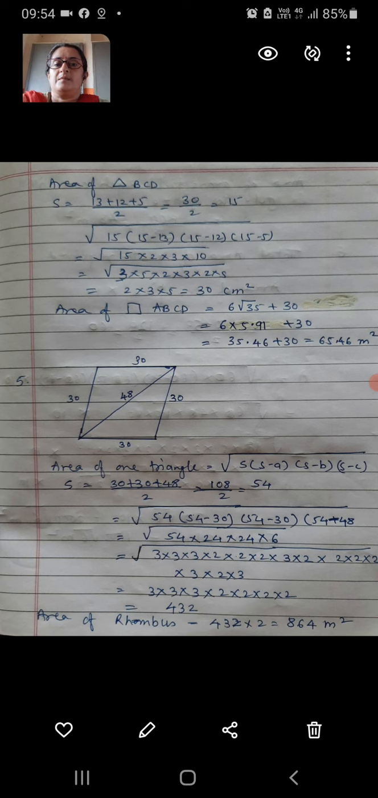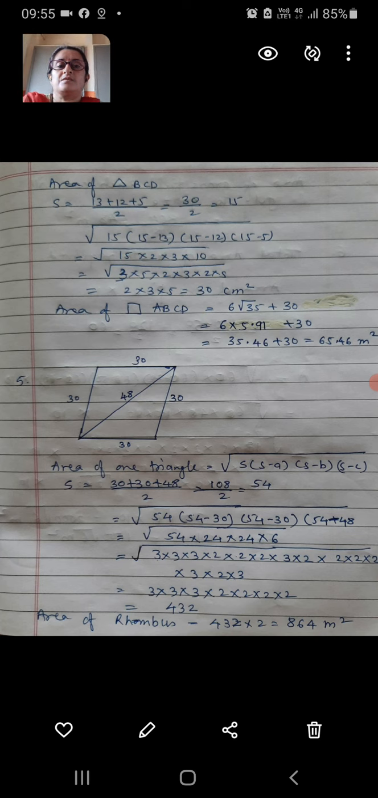Now area of the other triangle, that is triangle BCD. Semi-perimeter is 13 plus 12 plus 5 by 2, that is 15. Put all these three sides A, B, C in the formula into semi-perimeter, that gives us 30 meters square as the area. Now to find out the area of that quadrilateral, both the triangles you have to add, that is 6 root 35 plus 30.